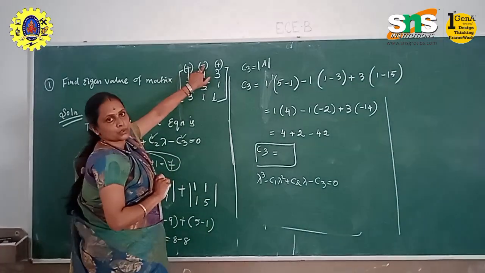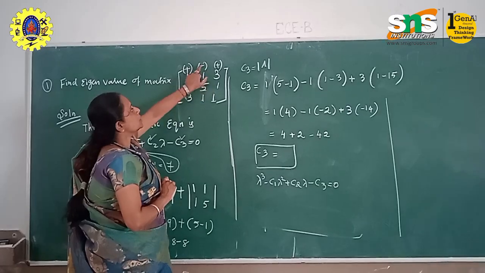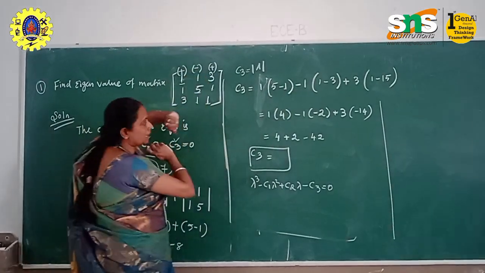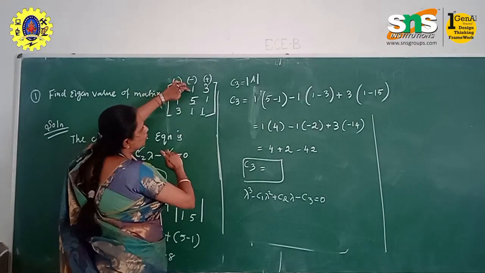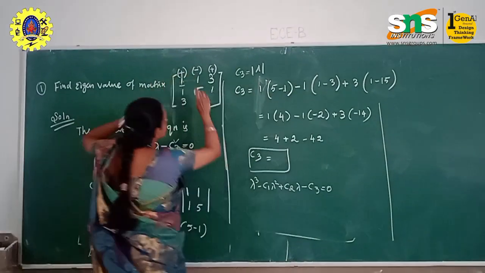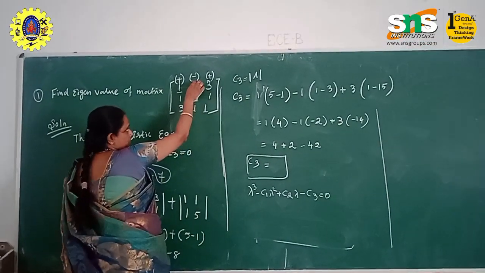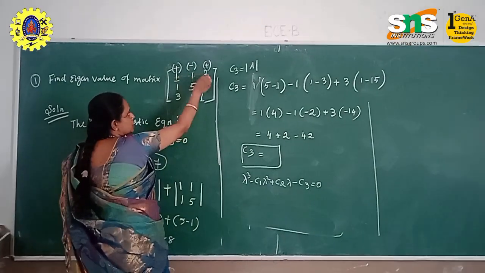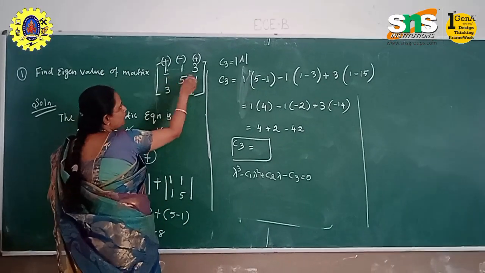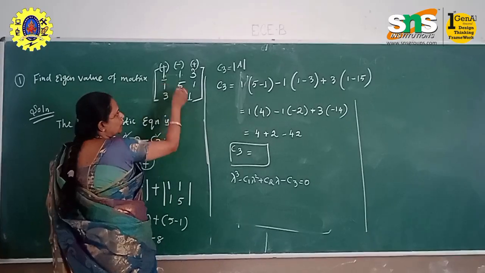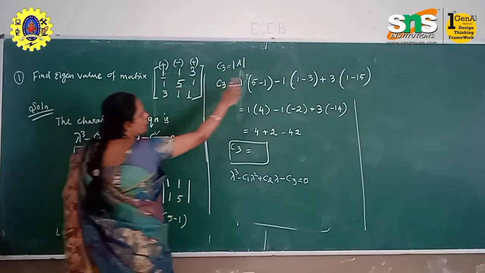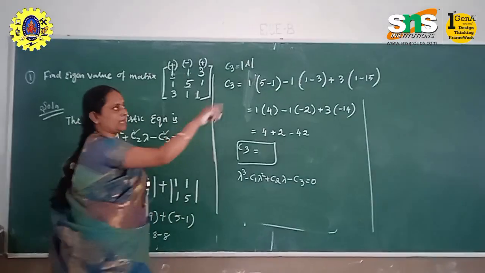Next we use the second element, where the sign is minus, so we put the minus value. Then 1. Leaving the first row and second column, the elements are 1, 1, 3, 1. 1 into 1 is 1, 1 into 3 is 3. The formula has a minus, so 1 into minus 3.